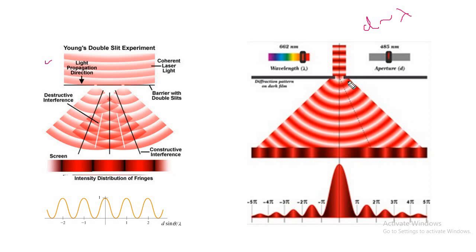The secondary wavelets will interact with each other, superpose with each other, and produce the diffraction pattern. The intensity distribution will look something like this. At the center, the intensity is maximum. But then you also have other maxima, but the peaks are quite a lot smaller in comparison to the central maximum.